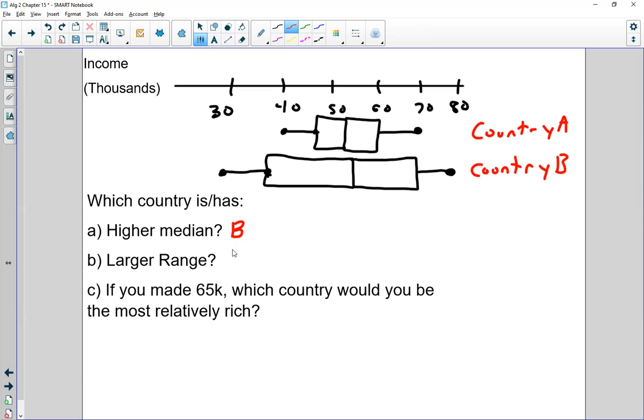Larger range. Which one is the widest of the box and whisker plots? It happens to be country B. Is it just the bottom part or the lines? The lines too.